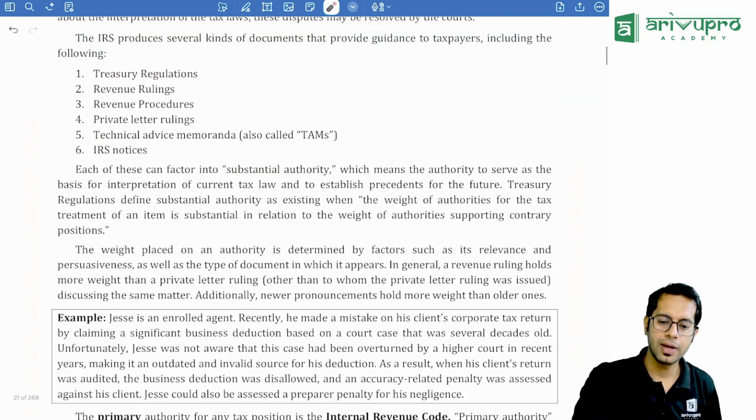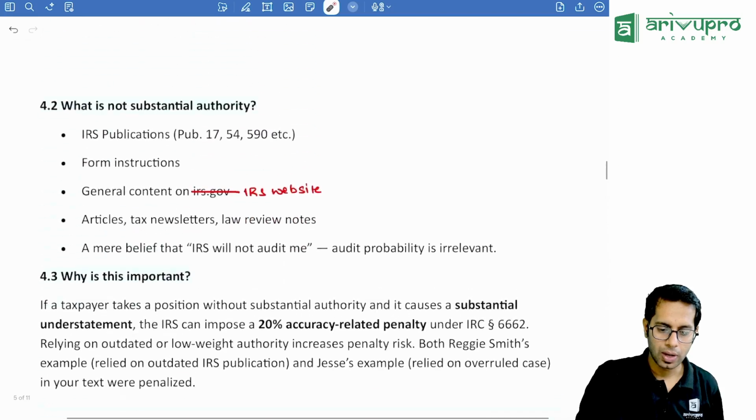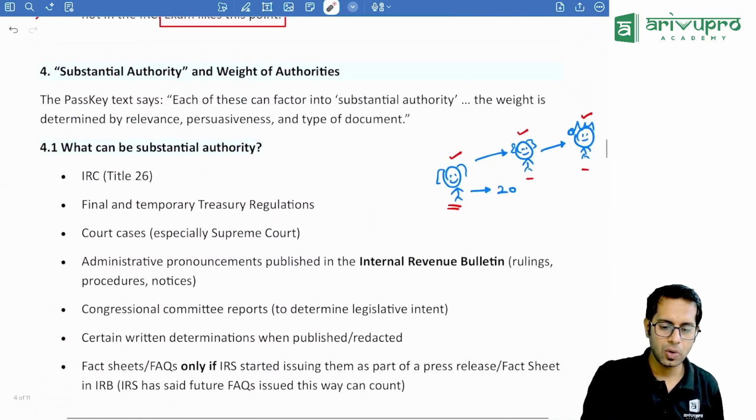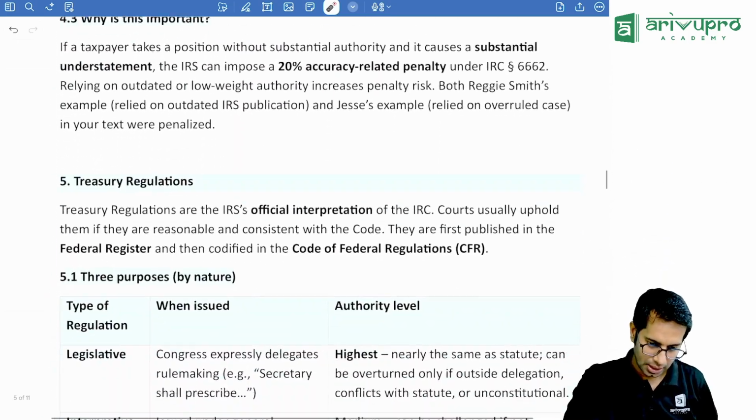So what are the different kinds of authorities? Substantial authority is very important. As I told you, one by one we'll study everything. About IRC titles we have studied. First point is what, sir? Treasury regulations.